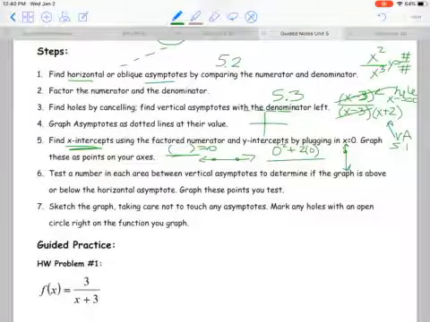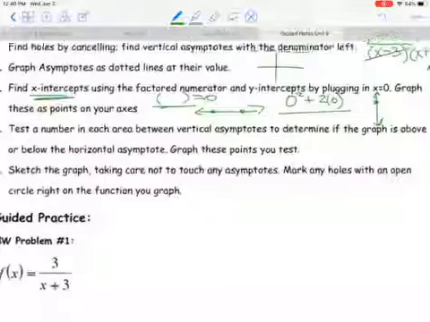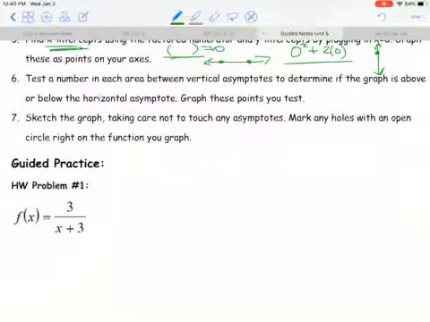And then we're going to be using that testing that we did somewhere in Unit 2, if I remember right. We're going to test a number in our original problem to see where to put the graph. And you don't have to do that for every single point. It's just to get an idea for each area. And then you sketch it. When you sketch it, remember, don't touch the asymptotes. And holes are an open circle where the function would be.